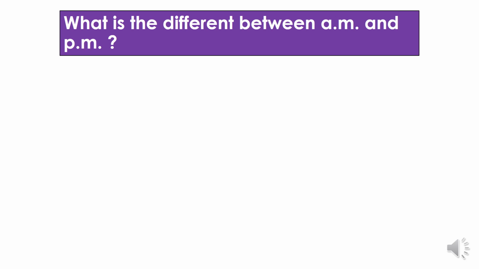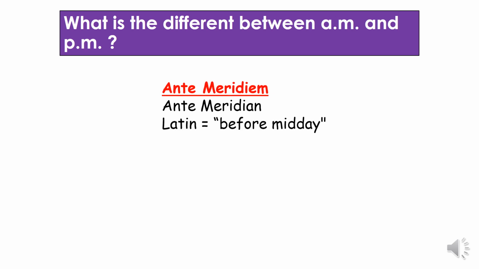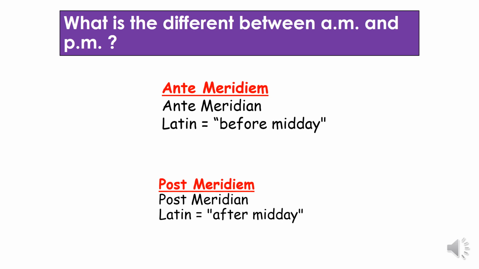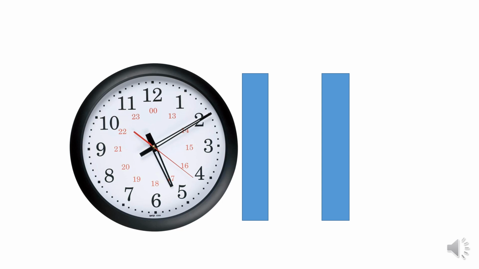AM is ante-meridian, which is anything before midday, which is 12 o'clock in the middle of the day. PM is post-meridian, after midday, so anything after 12 o'clock in the middle of the day, we would call it PM. We'll use these two to help us convert between 12-hour and 24-hour clock timings.